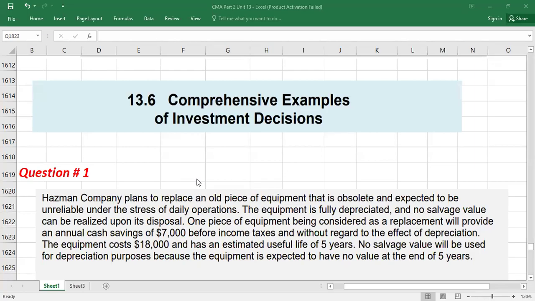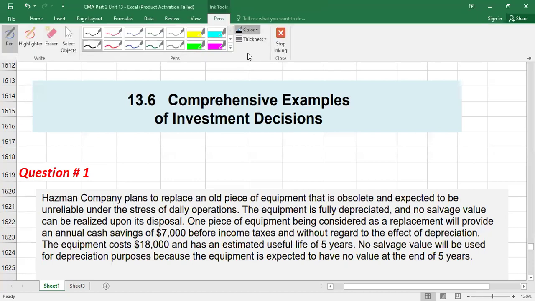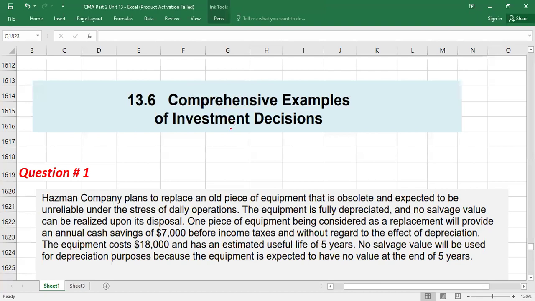Hello everyone. So guys, we are going to discuss today one or two long questions regarding investment decisions. Through the questions, we will learn how to calculate net present value. We will also learn how to calculate internal rate of return, payback period, profitability index, etc. Okay, through the help of questions.